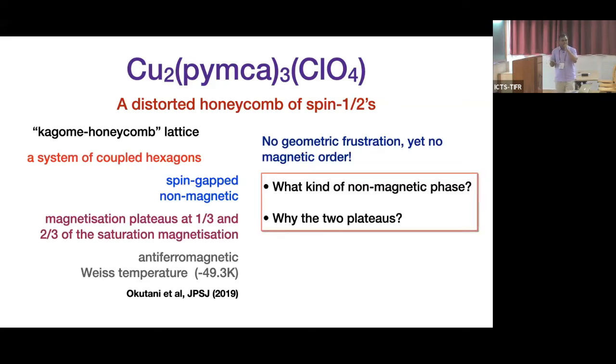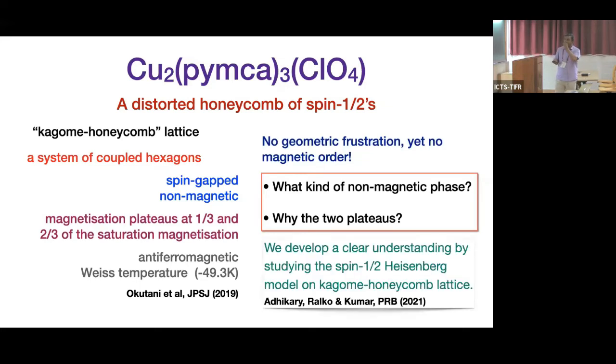So the question is, of course, there is an additional element here, which is that the honeycomb is not perfect, but very slightly distorted, so as to form this sort of Kagome superstructure of couplings. So the question is, what kind of non-magnetic phase does this material go into, and why are there these two specific plateaus that it exhibits, given this basic motif, which is this Kagome-Honeycomb structure that these spin half ions are forming. So that is our motivation.